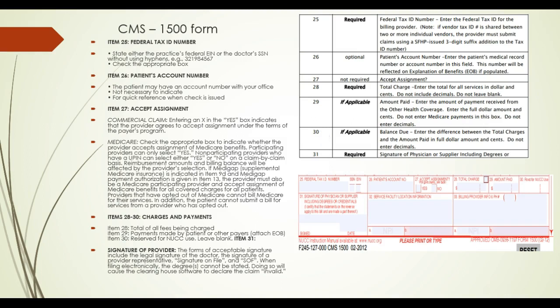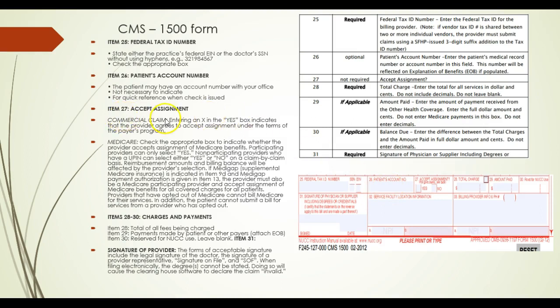So 25 through 31, we're almost getting to the end of this claim form. And it's a lot of information to cover. However, if you utilize this resource, it will help you as you move forward in your future career. Item 25 is the federal tax ID number, and that's where that will go. It will be the federal EIN number. And then item 26 is the patient's account number. You always want to make sure that account number is there so that they can bill the right patient.